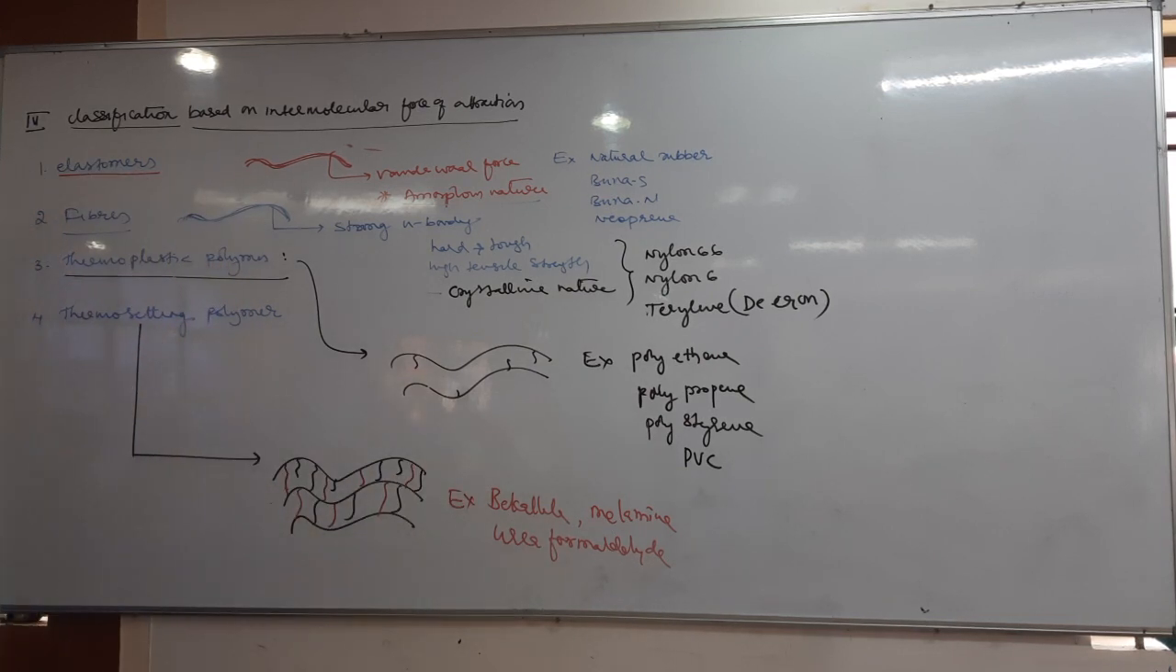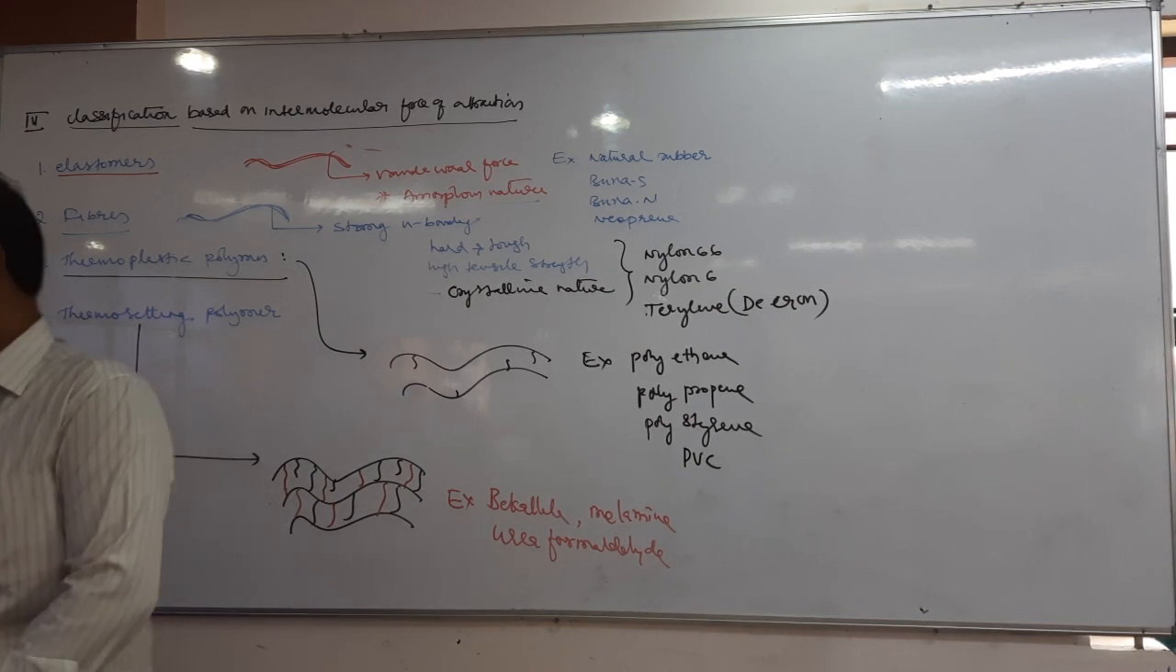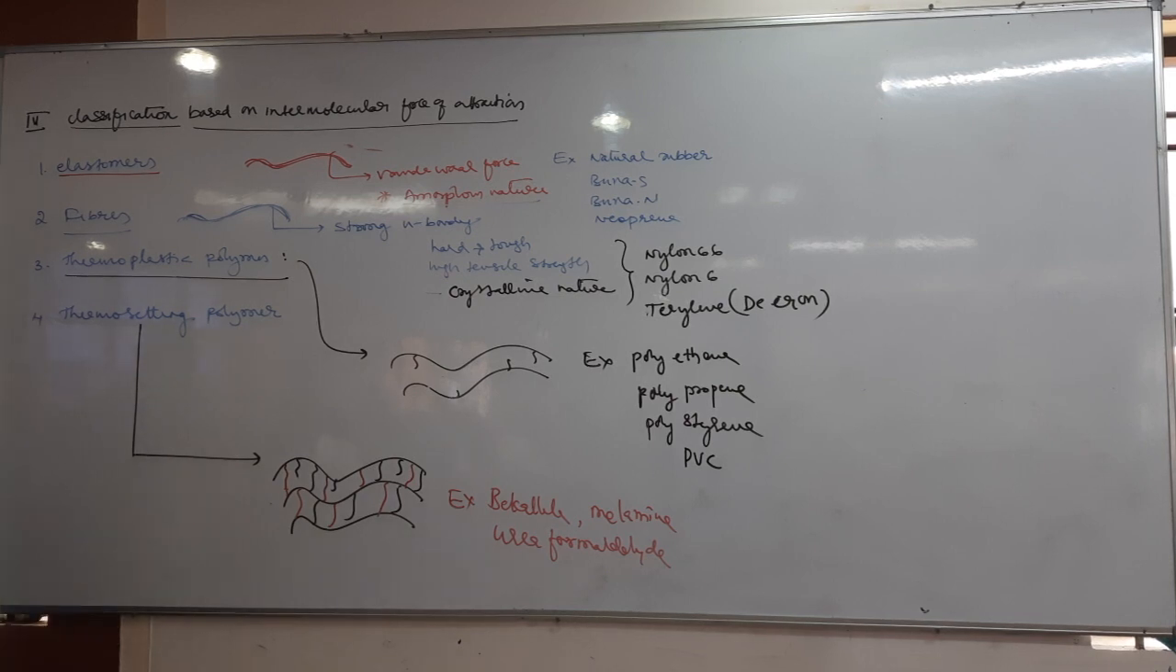Classification based on intermolecular force of attractions. First, elastomers. These are the polymers having elastic properties like rubber, and these are amorphous in nature.